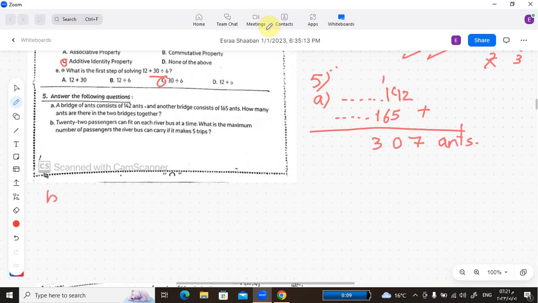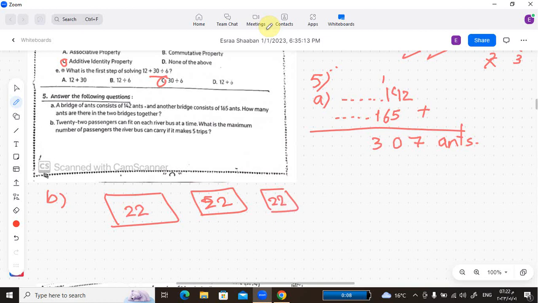Okay, letter B. 22 passengers can fit on each river bus at a time. So in the first river bus, there is 22 passengers. What is the maximum number of passengers the river bus can carry if it makes 5 trips? We have 5 trips. So this means that 22 is repeating 5 times.